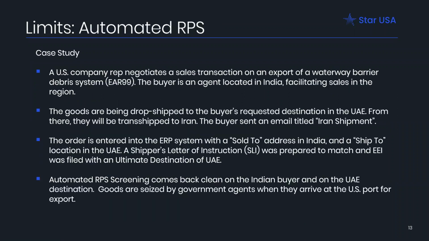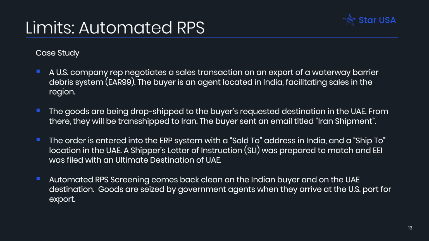So I now want to have another example. This is a case study on restricted party screening, RPS. This is also called denied party screening, the consolidated screening lists. In this case, a U.S. company rep negotiated a sales transaction on an export of a waterway barrier debris system, which is designated as EAR99, so not controlled for export purposes.